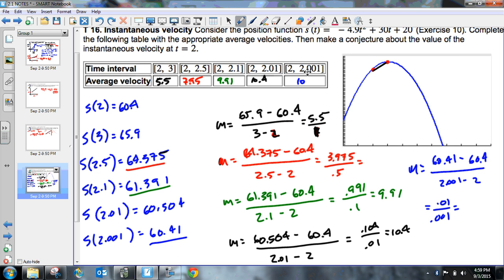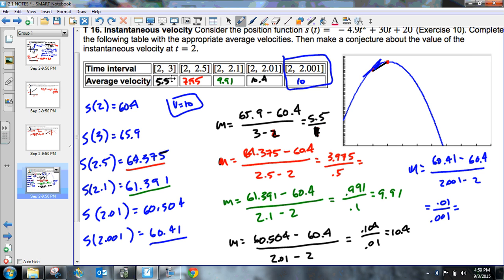Looks pretty reasonable. But the question is, what's my instantaneous velocity here? What's the slope of that tangent line? That's the question we're asking ourselves. As we choose values here, the slopes got steeper and steeper, and we could make a conjecture that the instantaneous velocity is equal to 10. So that's kind of the idea.